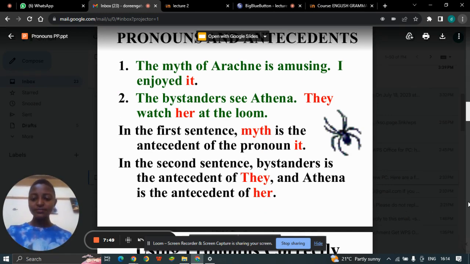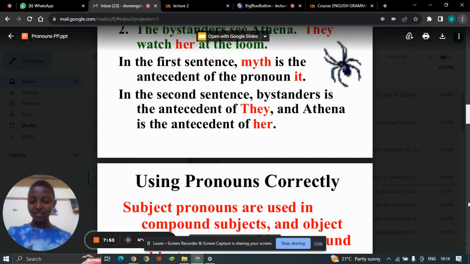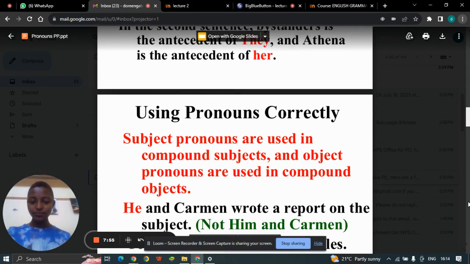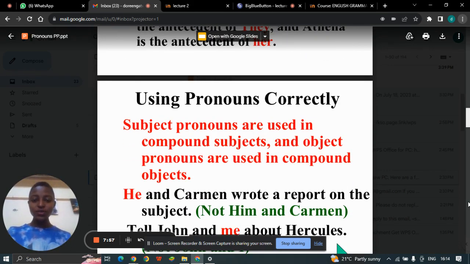So bystanders is the antecedent of they in that case. So, using pronouns correctly. Subject pronouns are used in compound subjects, whereas object pronouns are used in compound objects.